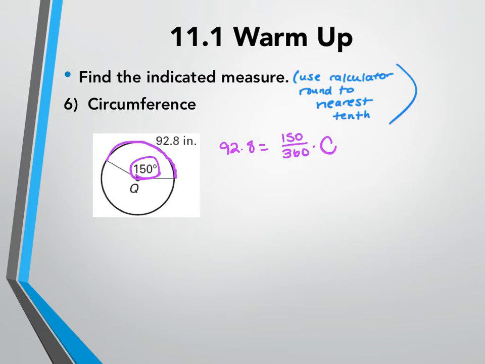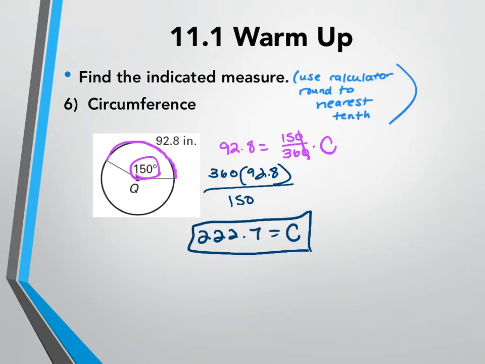So I can cross through these and simplify, or use my calculator. 360 times 92.8 divided by 150 is basically what I need to do. But again, you can simplify it first and then do that. So if I just did it straight up, 360 times 92.8 divided by 150, I get my circumference is 222.72, which is 222.7.